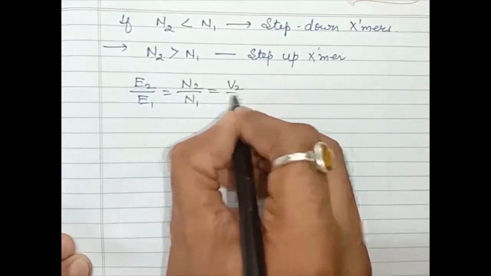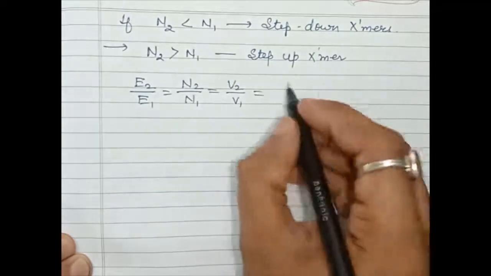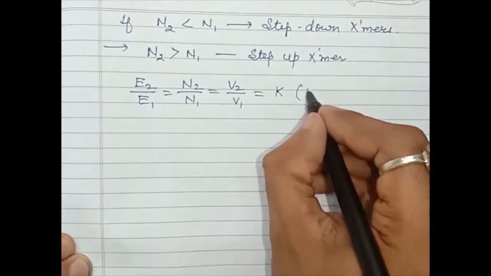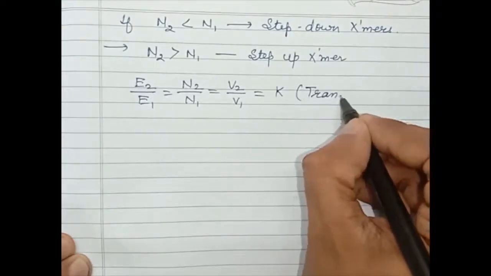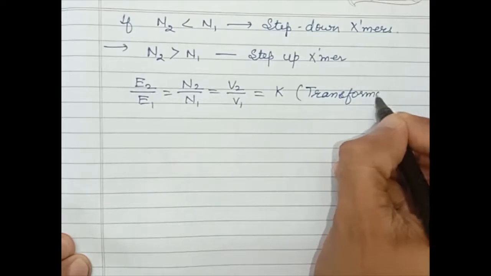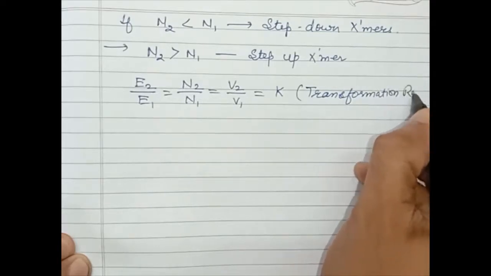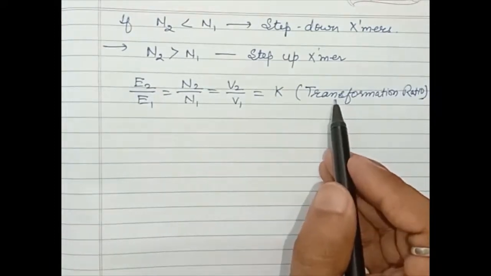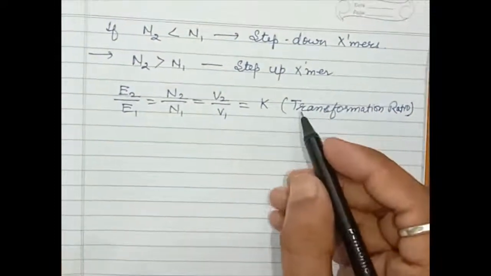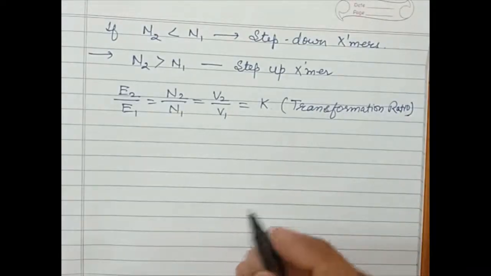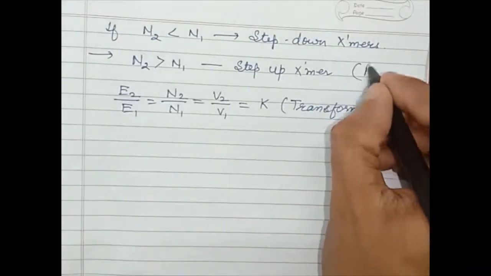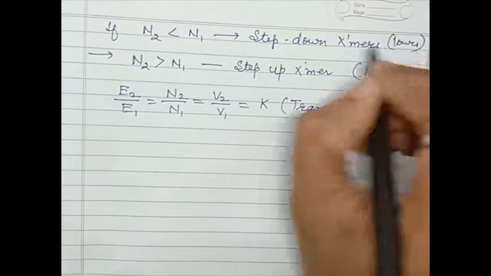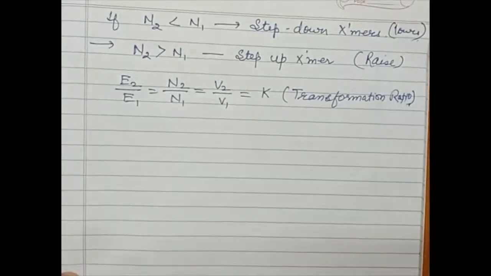and we can denote this ratio by the letter K. So this K is known as the transformation ratio. It means it is transforming, either raising the voltage or lowering the voltage. In step up it will raise the voltage, whereas in step down it will lower the voltage level. So this is the K.